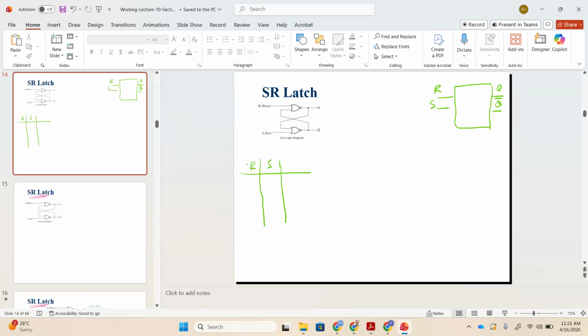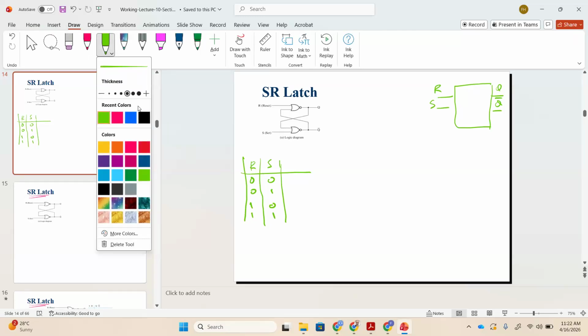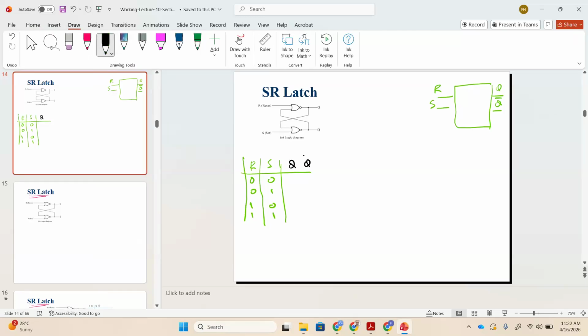Okay. So now if you look here, for R and S there are 4 combinations: 0, 0; 0, 1; 1, 0; and 1, 1. Got it or not got it? So now we want to analyze it. What will be our output in this case? So we have this combination, and we have Q and Q bar. Got it or not got it?